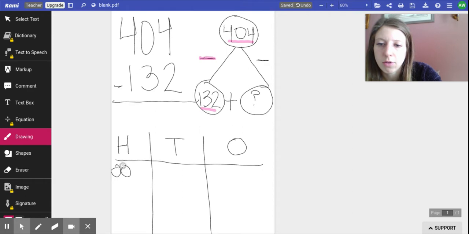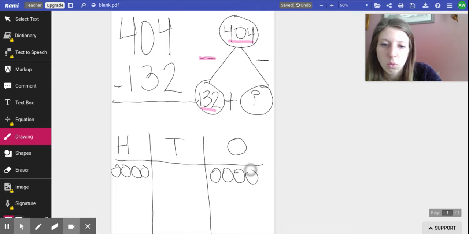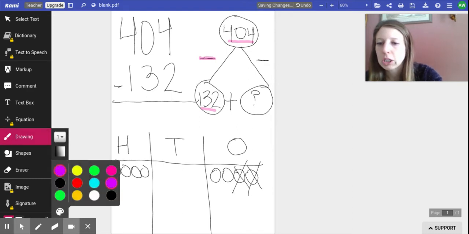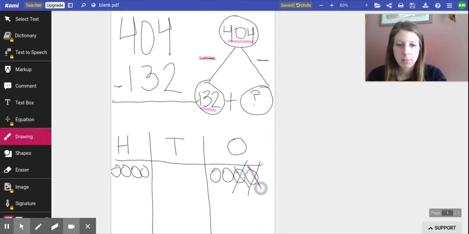So let's start. We are going to draw 404. So I have 400, no tens, so I don't do anything. And I go to my ones place and I draw my 4 ones. So now I have the number 132. Again, always starting in your ones place, you have 4 minus 2. Can you do it? Yes, you can. 4 is the bigger number. So I'm going to cross off 2, and actually I can get my colors out again. So I'm going to cross these 2 off, okay? And that leaves me with 2 left.